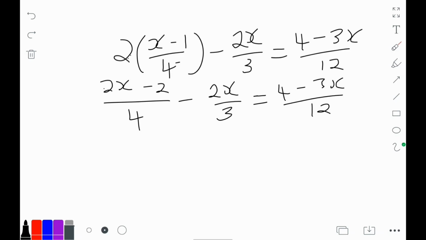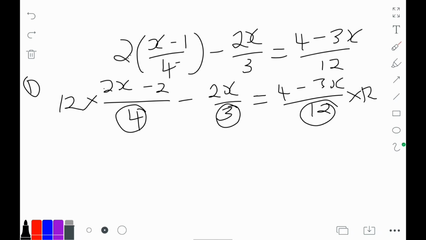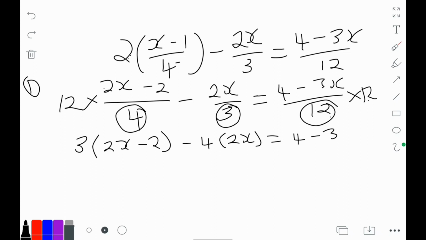Now we check the lowest common multiple of 4, 3, and 12. The lowest common multiple is 12, so we multiply both sides by 12. 12 divided by 4 is 3, so it's 3 brackets 2x minus 2, minus 12 divided by 3, which is 4, brackets 2x, equals 12 divided by 12 which is 1, times 4 minus 3x.